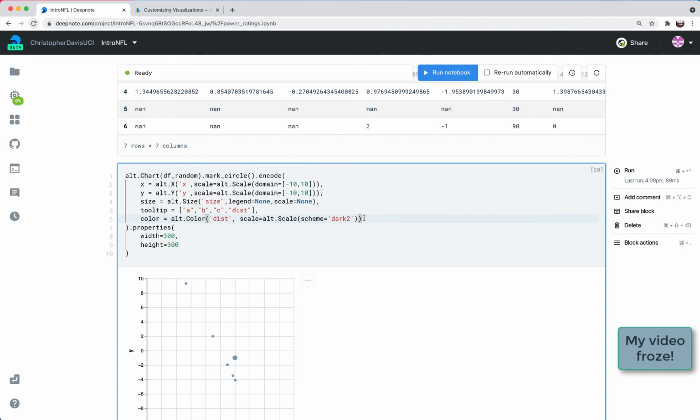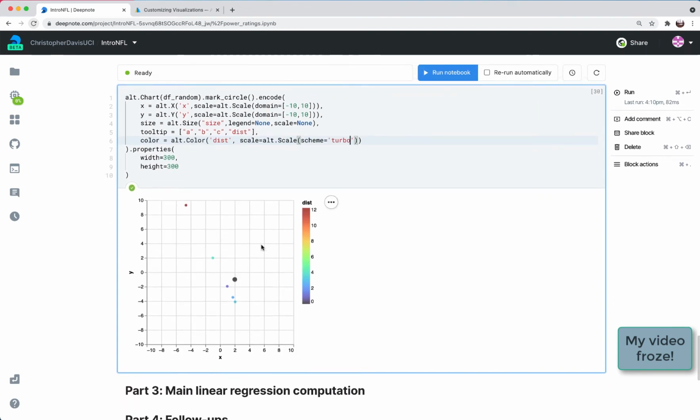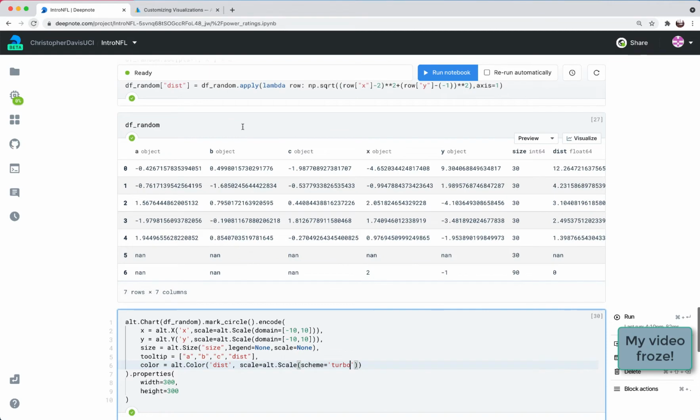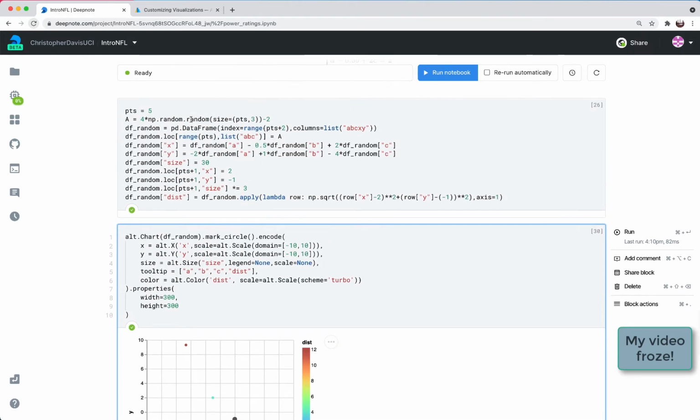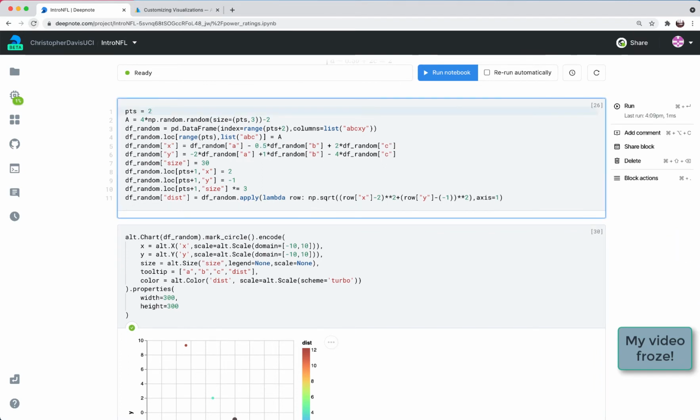And scheme, I could use dark. I'll show you what that does. But I don't find that one to be so nice. So I looked up in the documentation for different options, and I liked this turbo. So the more red the color is, the further the distance. The more blue or dark it is, then the smaller the distance. Okay, that's pretty good. Let me get rid of this df random. And let's try it with more points. Let's try it with 20.